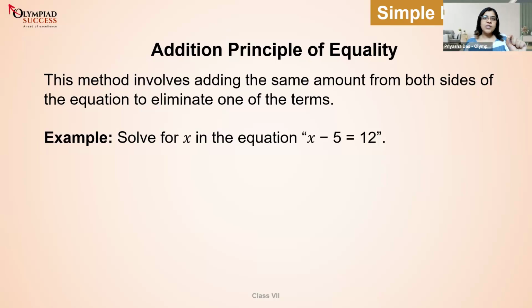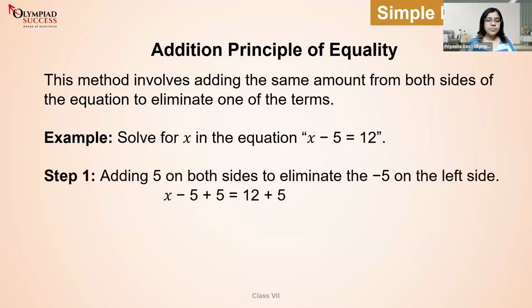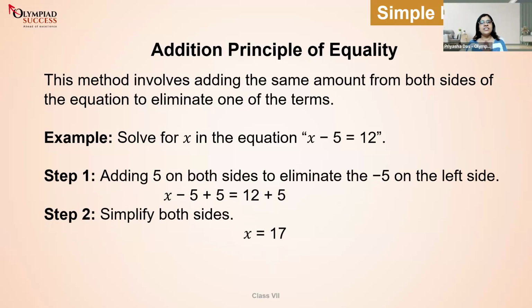Now, if this question comes in Olympiads, we can do the same thing which we were doing so far in the class, right? We will just shift the minus 5 to the right hand side and get a plus 5. But imagine in a school, they ask you to show the answer with proper steps using addition principle of equality. Then the steps should look like this. Add 5 to both the sides, the left side also and the right side also. Minus 5 plus 5 will cancel each other. And the plus 5 on the right hand side will give you a 17. And that's how you get the final answer as 17.